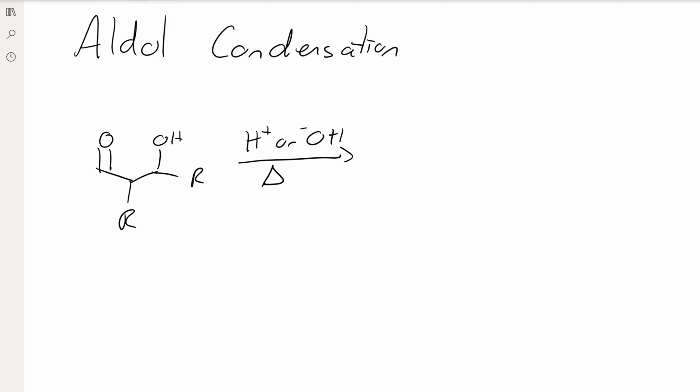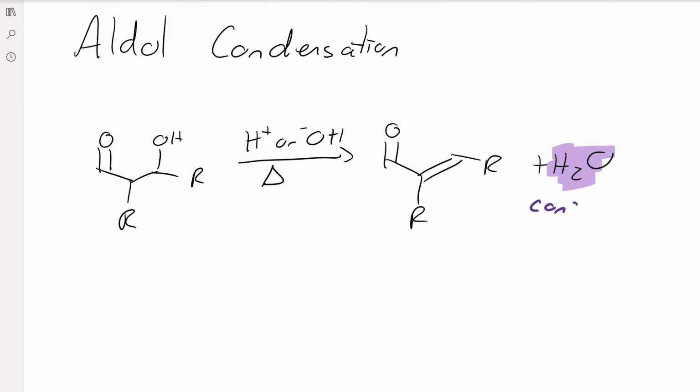So in this condensation reaction, we're going to kick out some water and we're going to form this type of product. Right. So kick off water because it's a condensation reaction. Again, this right here was our aldol. This was the alpha position. This was the beta position. Here we have the alpha position and the beta position.